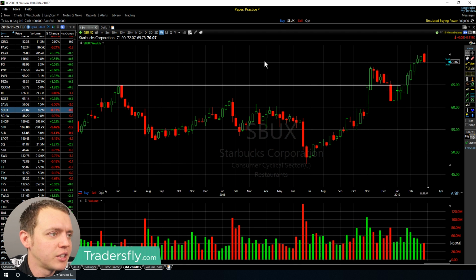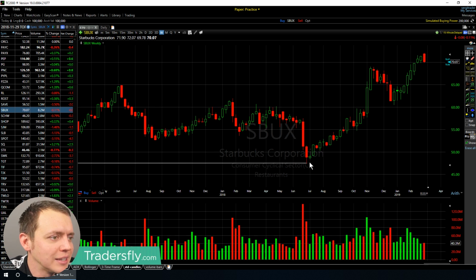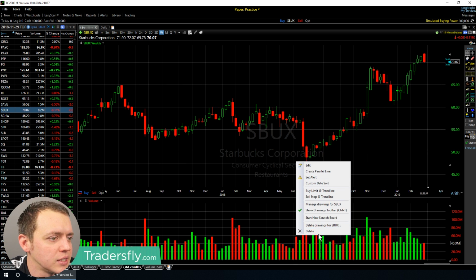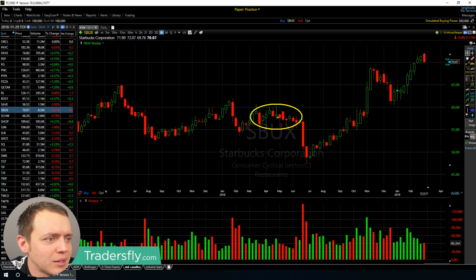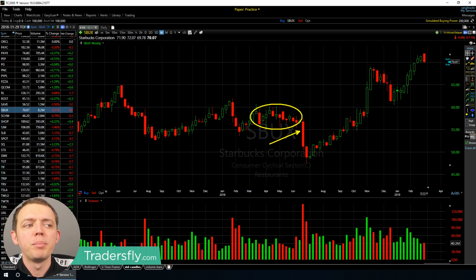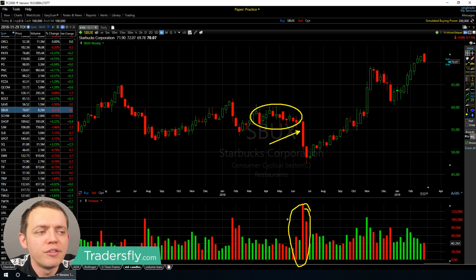Let's look at Starbucks here, for example. And I'll just go ahead and clean this chart out so you can really see here what I mean. So look at it right here. Look at all these bars, consolidating, consolidating, sideways, sideways, not a lot of action. But then all of a sudden, boom, you got a big bar. What does that tell you? Massive selling pressure, massive amounts of energy. Now, take this and combine it with volume and you got everything you need.